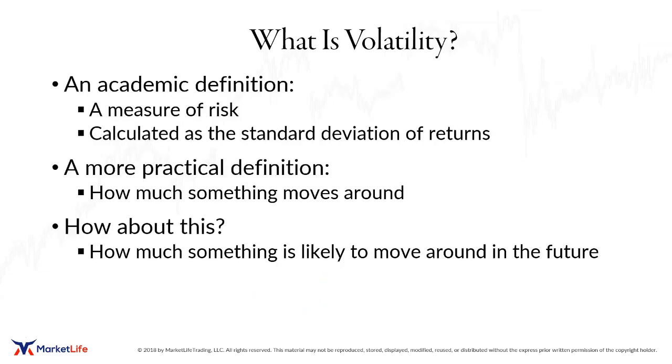So what is volatility? Well, here's an academic definition. Volatility is a measure of risk, and a very common way to calculate volatility is the standard deviation of returns. And you might remember returns are just the percent changes. So you take, for instance, the day-to-day percent changes, calculate the standard deviation of those over some time window. A more practical definition of volatility is it's just how much a market moves around.